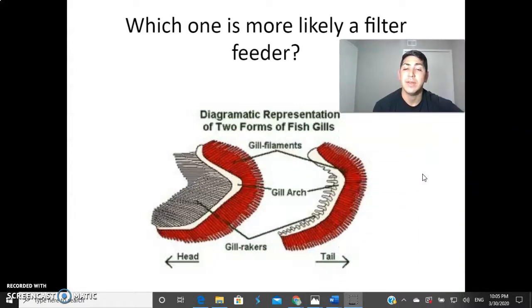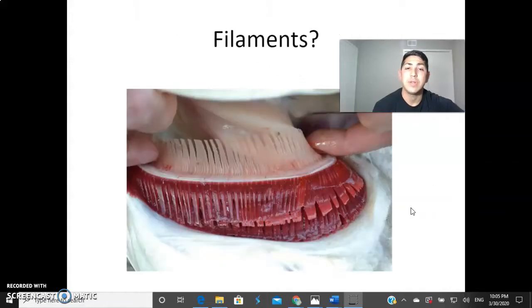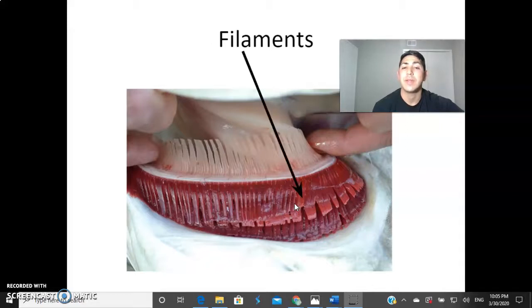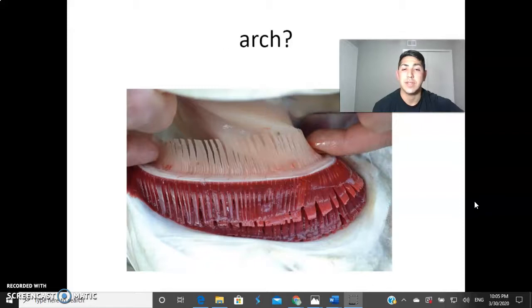And if you said the one on the left, you are right. These are enlarged, and these can basically filter out krill and small plankton. Alright, so here, which ones are the filaments? Is it A, B, or C? If you said A, that's correct. These are the filaments. This is where oxygen gets exchanged.